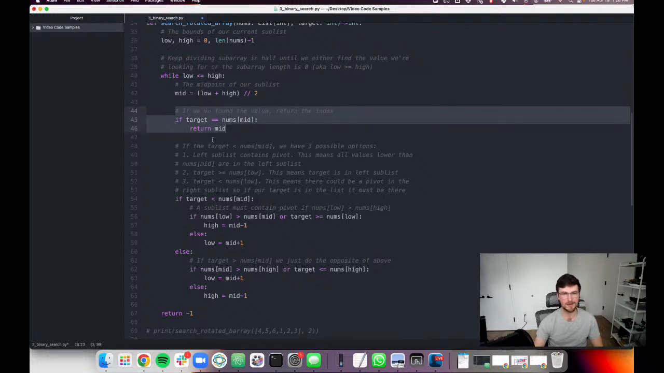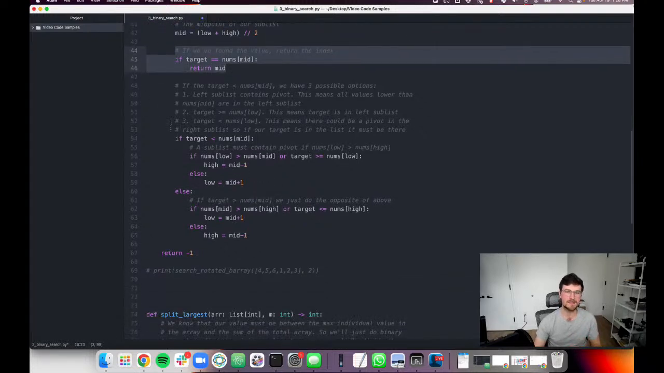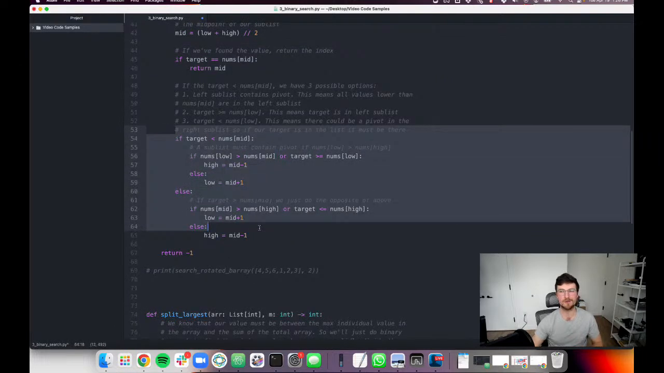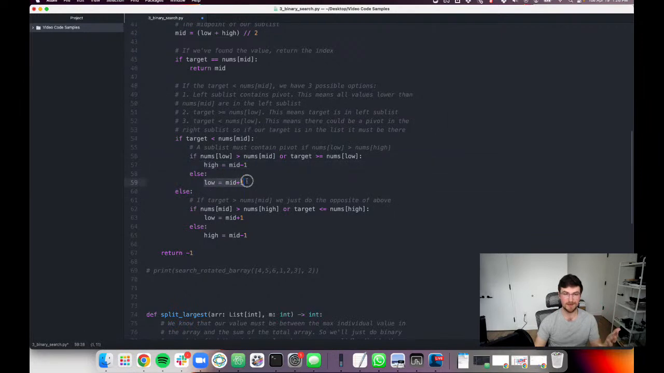If our midpoint is the target, again, same thing. The only difference is now, where we're determining whether to make high equal to mid minus 1 or low equal to mid plus 1, we're going to have to make a decision. And we're going to have to do that based on those criteria that we looked at, right? So again, we'll look for, does it contain the pivot? Essentially, if the left side contains the pivot, then look at, is it outside of those bounds or is it not? And otherwise, if it doesn't contain the pivot, we just do the opposite.